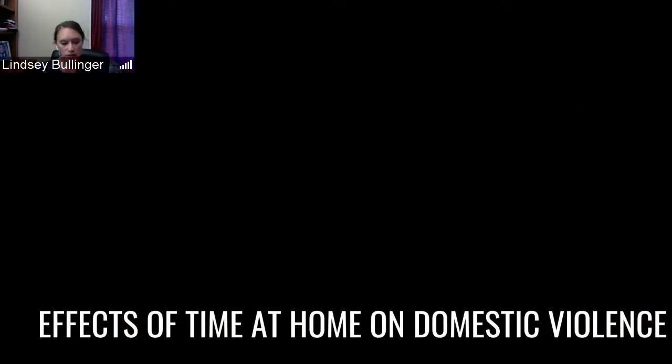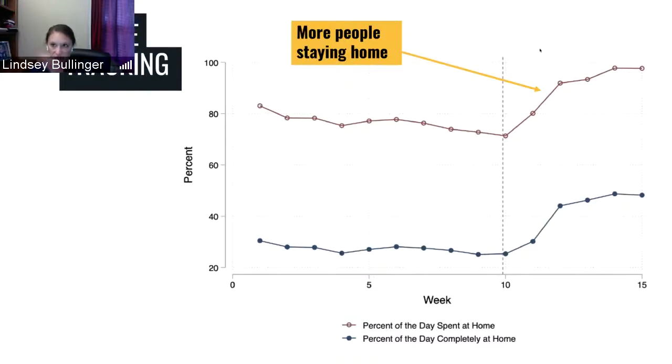So this first set of figures I want to show you are demonstrating the effects of time at home on domestic violence. This figure is showing you, from SafeGraph data, which is that first data set that we discussed, that more people started staying home after the stay-at-home law went into effect in the city of Chicago. And you can see both the percent of the day that a device was staying at home, and the percent of the day that a device stayed completely at home, so it never left the house.